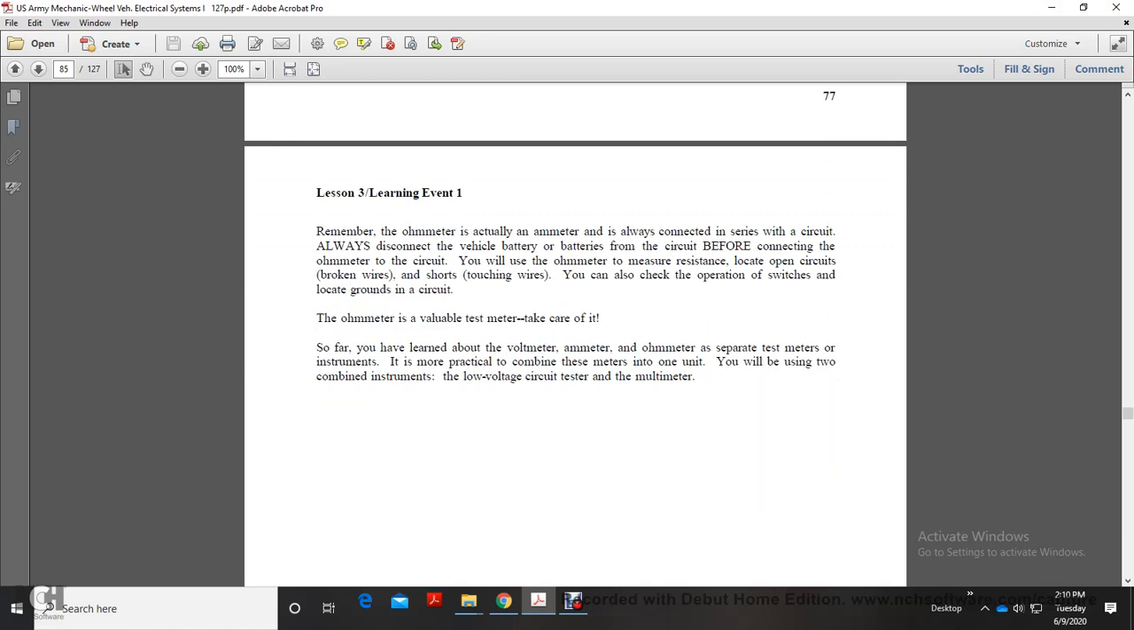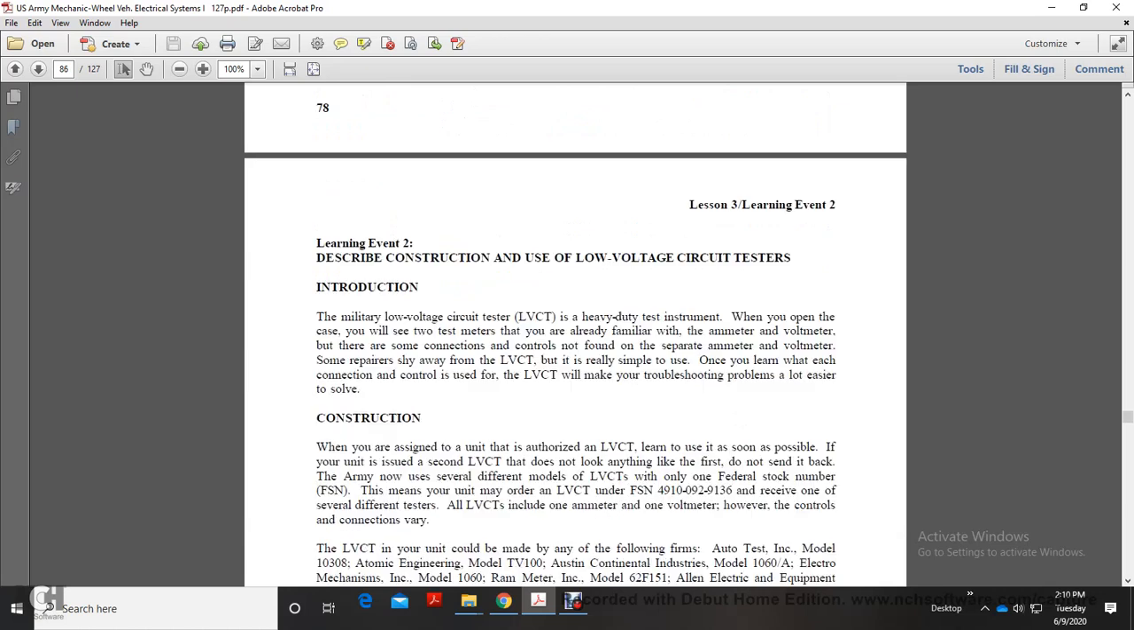Take care of it. So far, you've learned the voltmeter and ammeter as separate test meters and instruments. It's more practical to combine these meters into one unit. You will be using two combined instruments, a low voltage circuit tester and a multimeter.